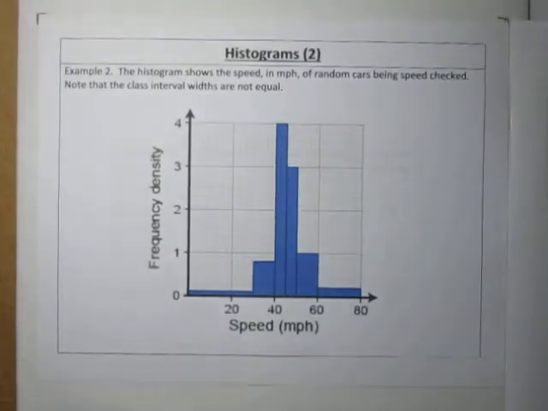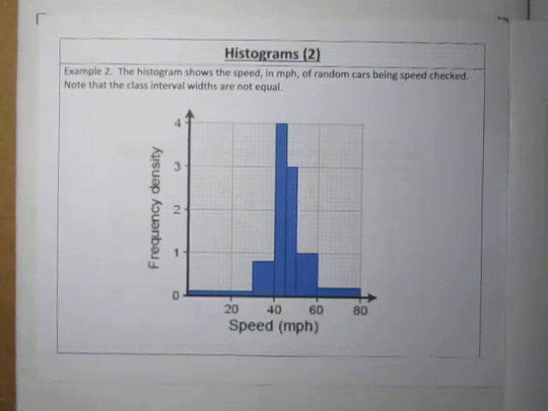So let's have a look at this example here, again getting slightly trickier. The histogram shows the speed in miles per hour of random cars being speed checked. Again, note the class interval widths are not equal. You have to complete a grouped frequency table and find the estimated mean speed.